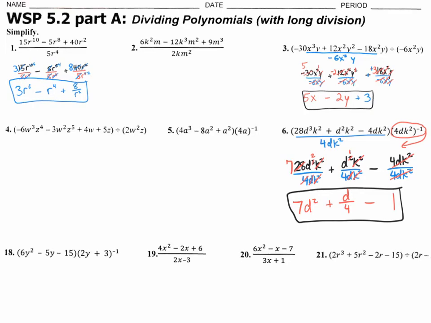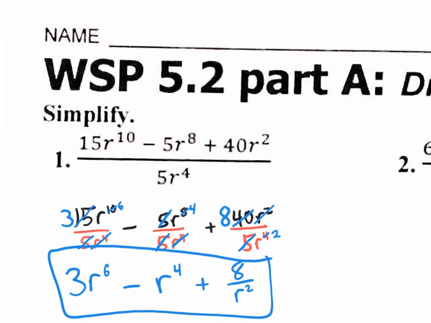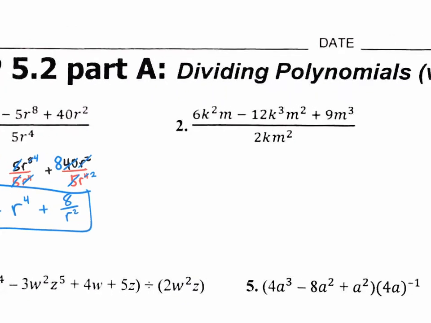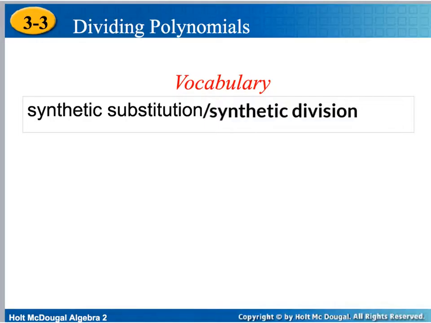So this is technically the second day, video 2, and we already went over WSP 5.2 part A. Now we need to understand part B. What do I mean by part B? The first part was dividing polynomials with long division, and now we're going to be dividing polynomials with synthetic division. So it's also known as synthetic substitution. Synthetic division is amazing. You're going to love it if you're paying attention and if you practice.